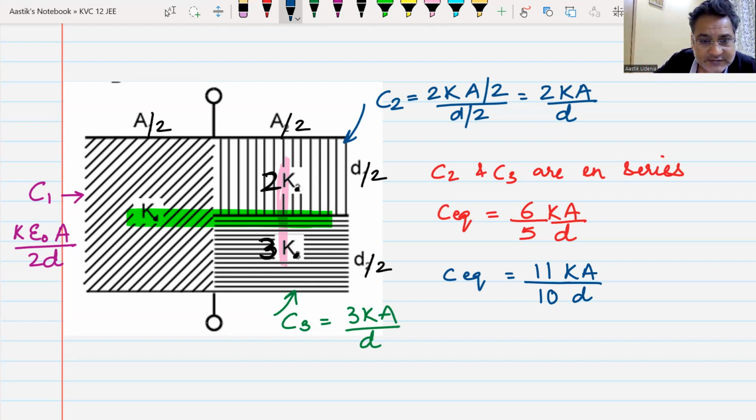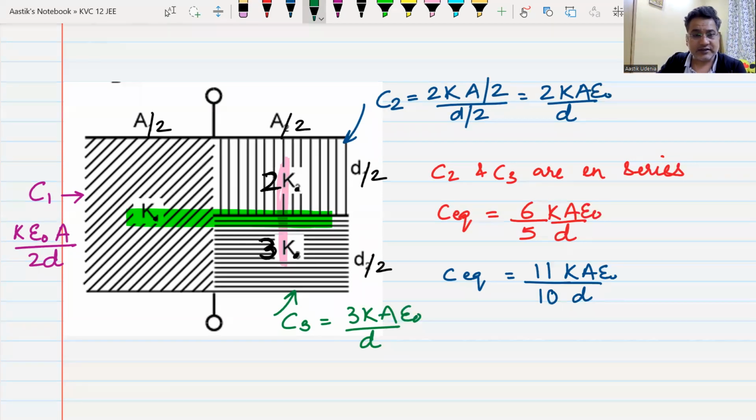Where is epsilon naught? Oh, I forgot epsilon naught. Our old friend epsilon naught. Now it comes back. 11 K epsilon naught A by 10D. That is the answer. Do we get this? Yes or no? Yes, sir.